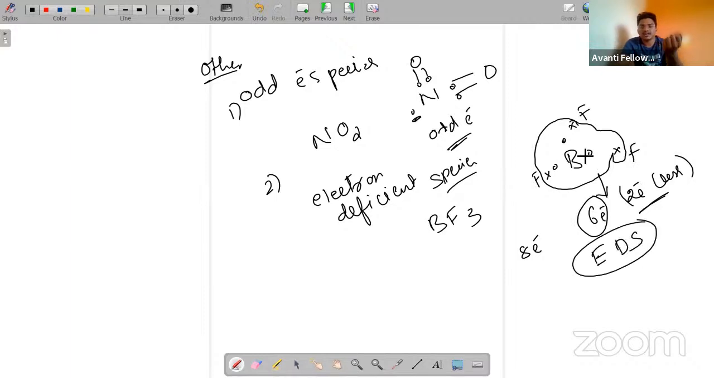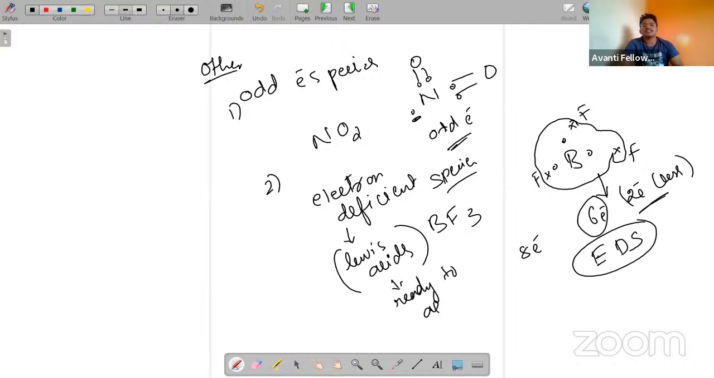They are electron deficient species and usually called Lewis acids. Why? What is the meaning of Lewis acids? They are ready to accept the electrons. So Lewis acids are simply electron deficient species, usually ready to accept electrons.